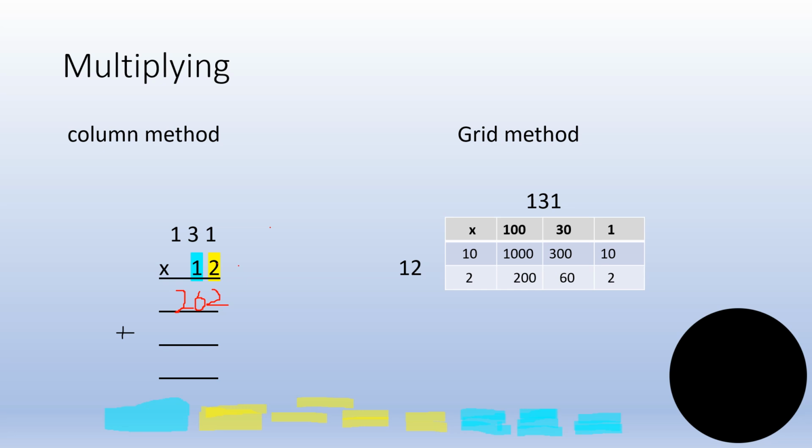I'm going to forget about the 2 now and draw my attention to the 10. And because I'm multiplying now by 10, I need my 0 placeholder in before I've multiplied anything. And that signifies that I'm now multiplying by tens. 1 multiplied by 1 is 1. I'm going to do the whole top row by 1. 3 multiplied by 1 is 3. And 1 multiplied by 1 is 1.